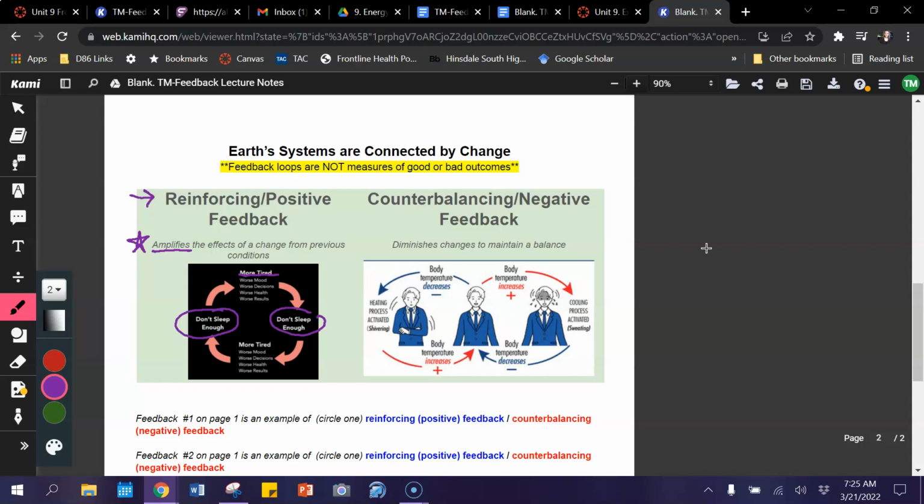On the other side, we have a counterbalancing or a negative feedback example. Counterbalancing or negative feedback diminishes change in order to maintain a balance.